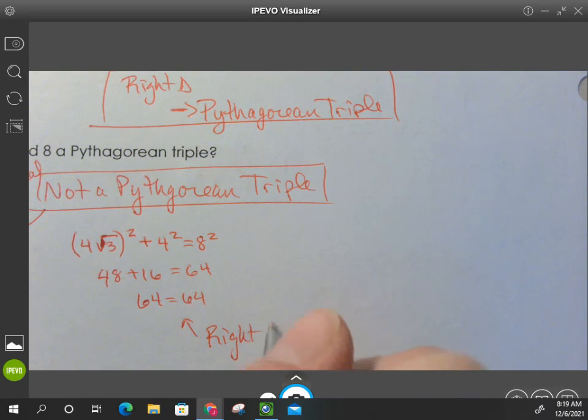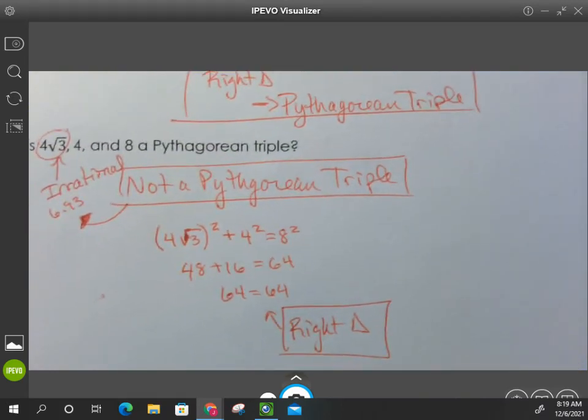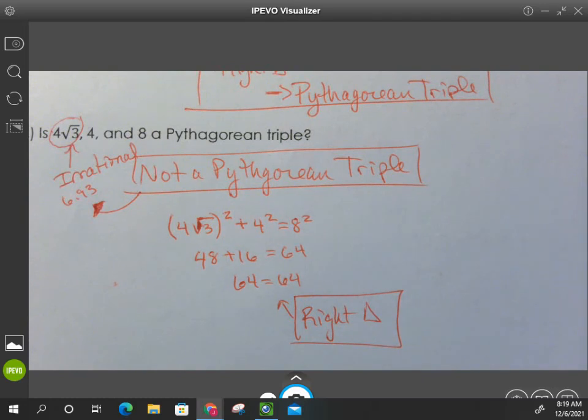So right triangles fit the Pythagorean theorem. Pythagorean triples are right triangles that have only whole numbers. That's the big difference there. It should be a very, very simple thing.